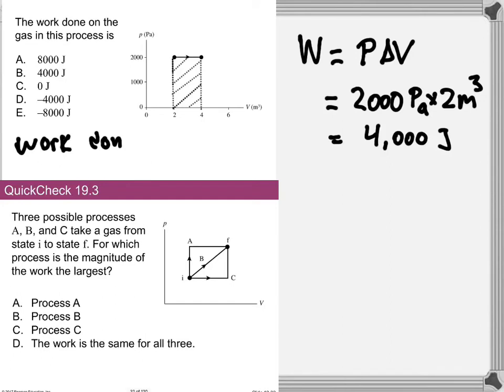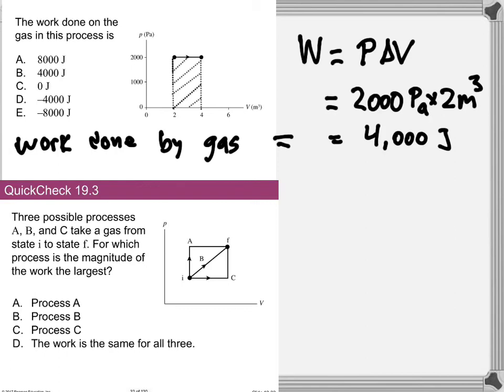Now, what they're asking us is the work done on the gas. We calculated the work done by the gas, and we want the work done on the gas. These two works are the opposite, or the negative, of each other. If the gas does 4,000 joules of work on the environment, that is, the 4,000 joules is done by the gas on the environment, then the work done by the environment on the gas will be the negative of that. When the gas is expanding, the force of the gas pushing on the piston makes the piston go in the same direction as the force. So that gives you a positive amount of work.